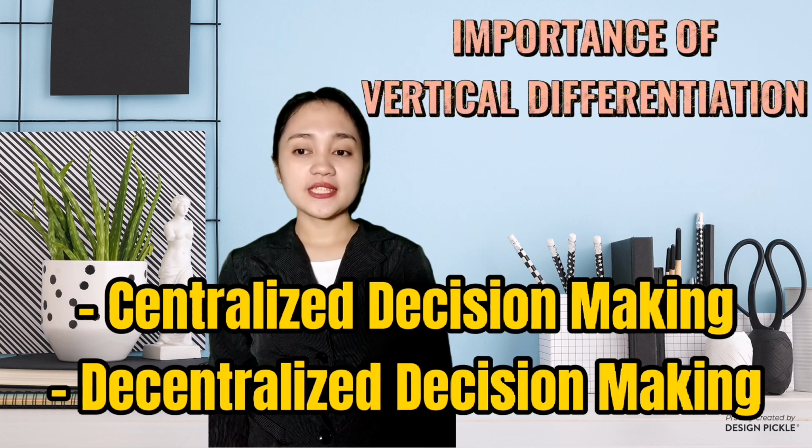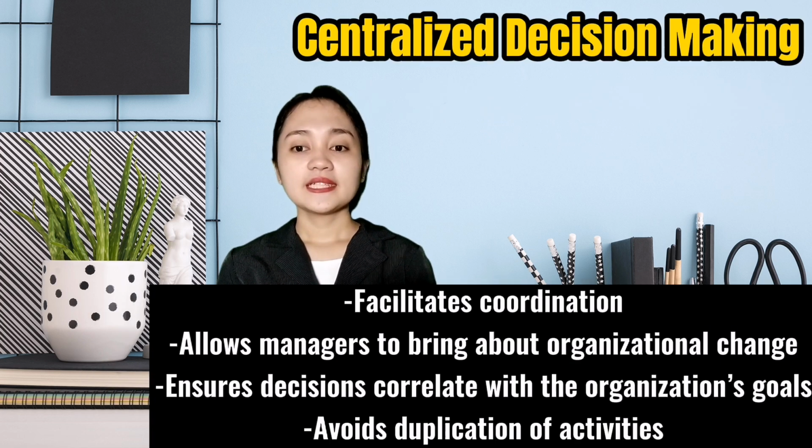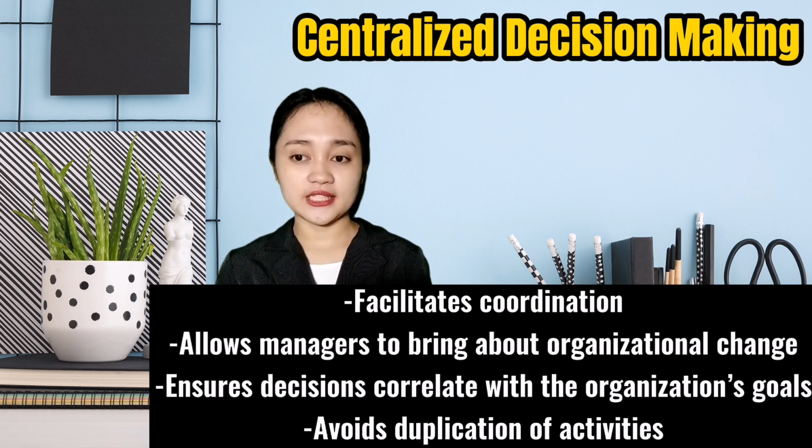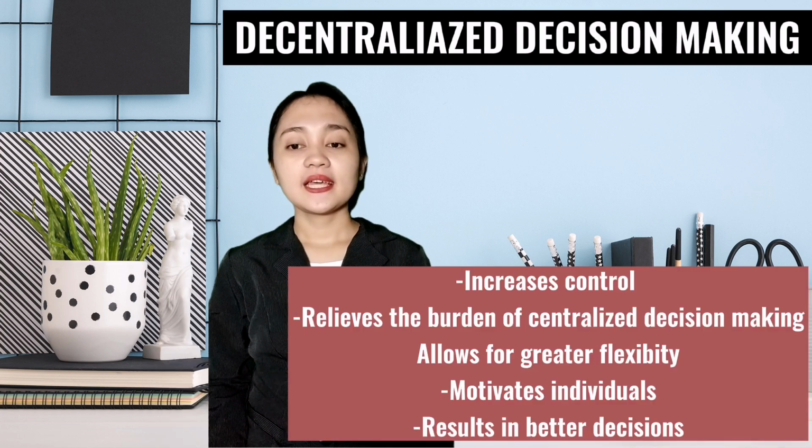Vertical differentiation is divided into two categories: centralized decision-making and decentralized decision-making. Centralized decision-making facilitates coordination, allows managers to bring about organizational change, ensures decisions correlate with the organization's goals, and avoids duplication of activities. Whereas decentralized decision-making increases control, relieves the burden of centralized decision-making, allows for greater flexibility, motivates individuals, and results in better decisions.